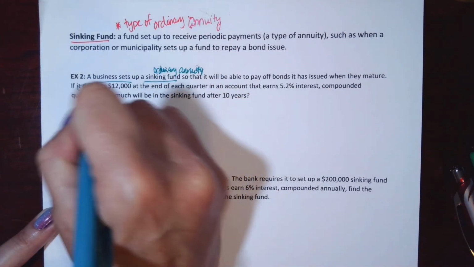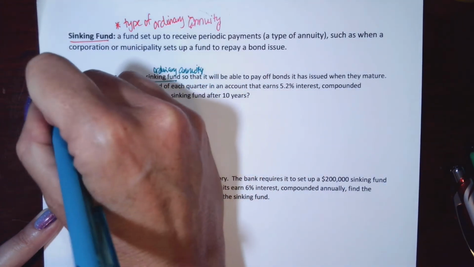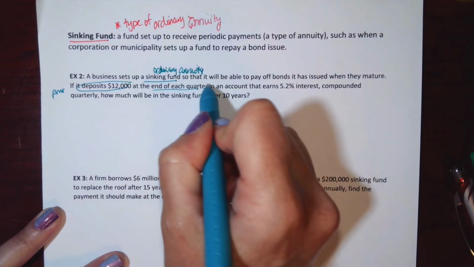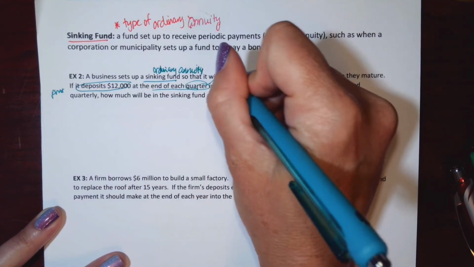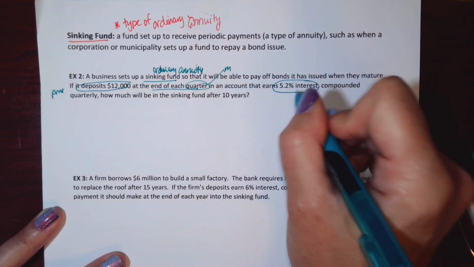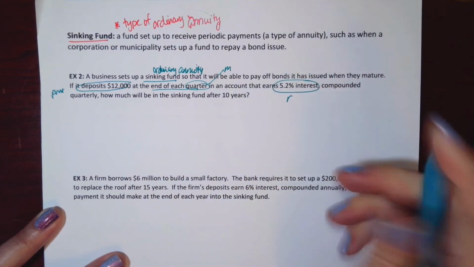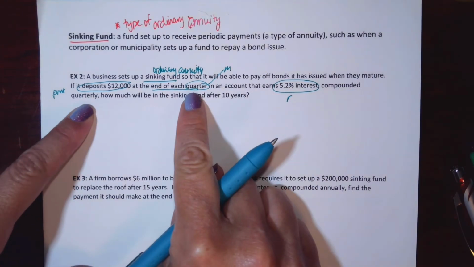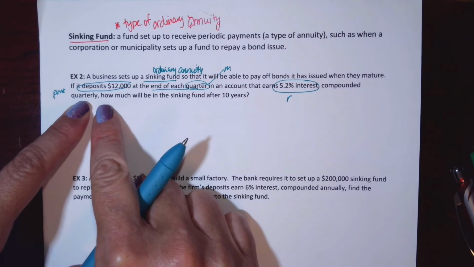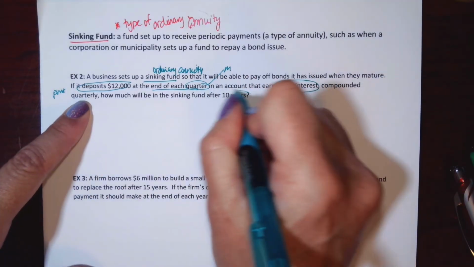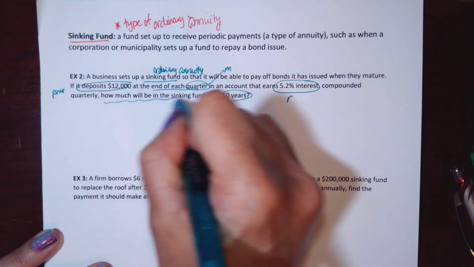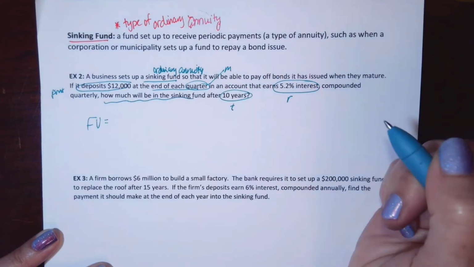Our deposit amount, our payment amount is $12,000. End of each quarter. Quarter is our compounding period. An account that earns 5.2% interest. Now, they're making quarterly payments, so we're going to assume that interest was also compounded quarterly if we hadn't been told that. And they are leaving it for 10 years. How much will be in the sinking fund? Well, that's the future value.